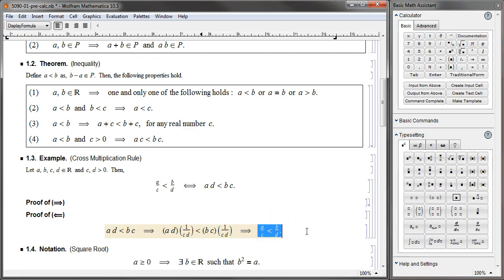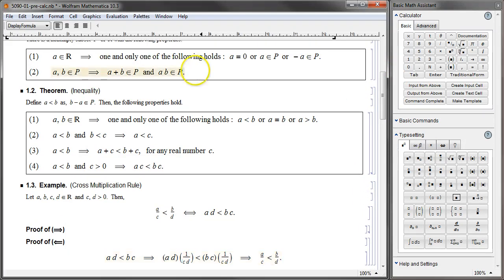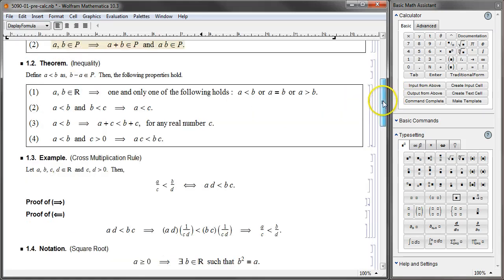But there's a bit of a problem. How do you know 1 over CD is positive? Well, it is true, but you have to prove it. C times D, the denominator, is positive, yes, because the set of positive numbers is closed under multiplication. It appears as one of the axioms. But what about the reciprocal?